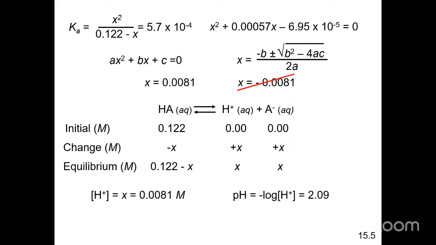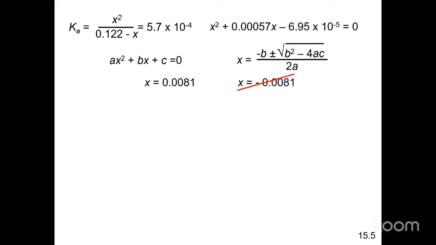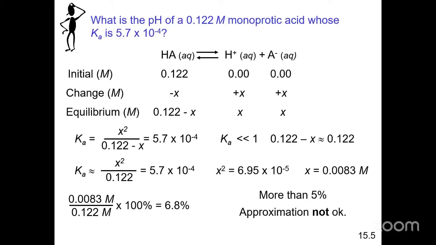Yes, sir. You try to get the approximation of X again. The approximation of X. It was like 0.0083. Oh, yeah. That's when you assume that X is much less than 0.122, such that that would be equal to 0.122. So basically, you're going to end up with 0.122 here without the X. And then you solve for X, and that gives you 0.0083.